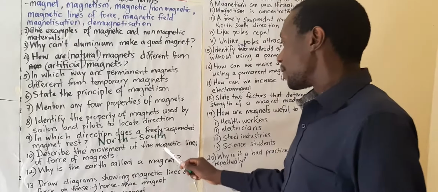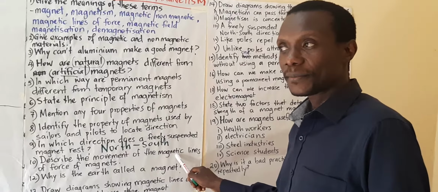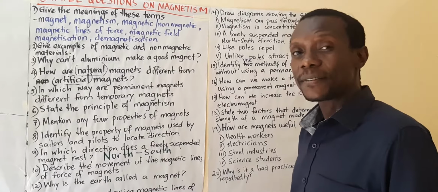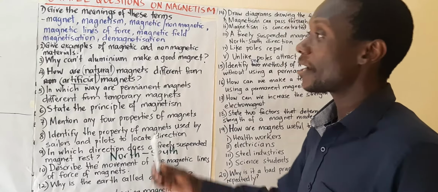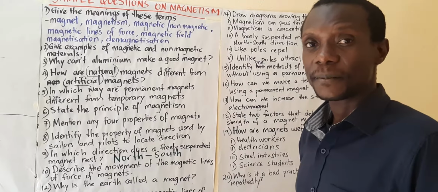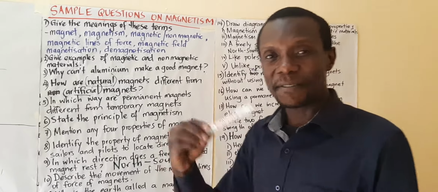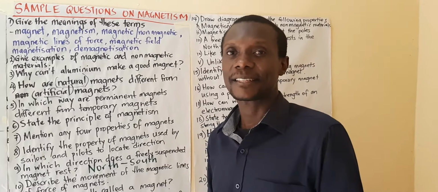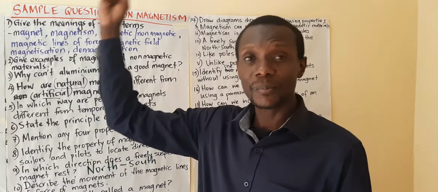Describe the movement of magnetic lines of force of magnets. Magnetic lines of force of magnets run from the North Pole to the South Pole. So this question is featuring one of the properties. And in the earlier videos, I told you there is only one magnet that defies this property, and that magnet is the Earth. For it, the magnetic lines of force run from the South Pole to the North Pole.